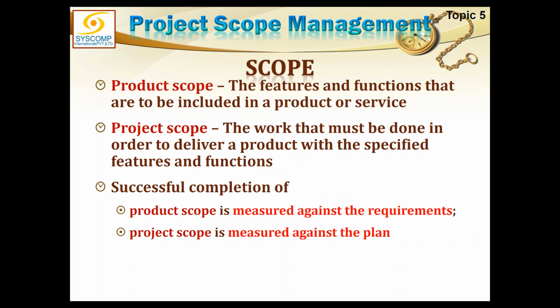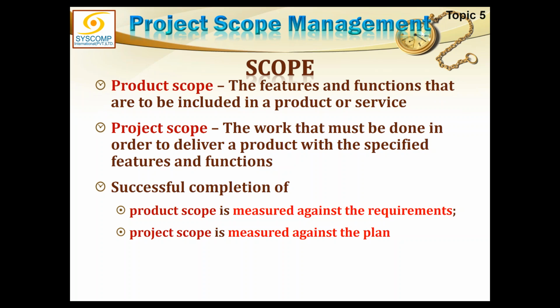To measure the product scope, you need to have requirements in front of you, so you can compare what has been created and what had to be created. So this is called measurement of product scope. How do you measure your project scope? That is, what had to be done and what has been done.